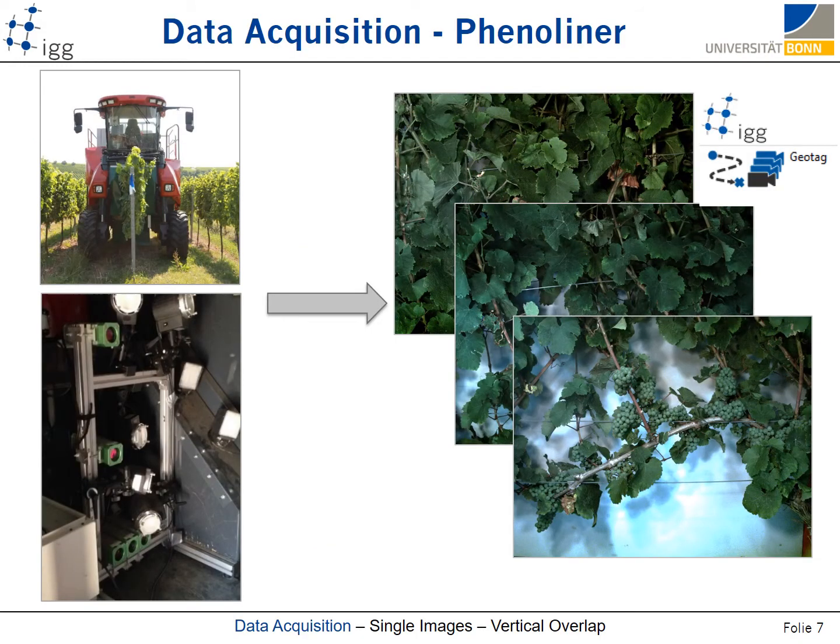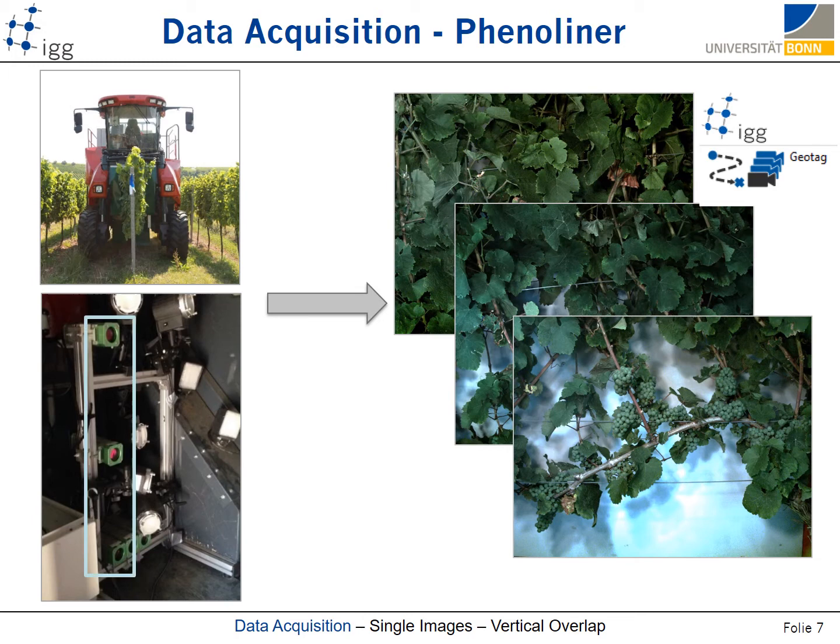We acquire data with a semi-automatic plant phenotyping platform called Phenoliner. It consists of a grapevine harvester where the harvesting equipment is removed and replaced with a multi-camera system. The Phenoliner is furthermore equipped with a GPS antenna, which enables the georeferencing of every recorded image.